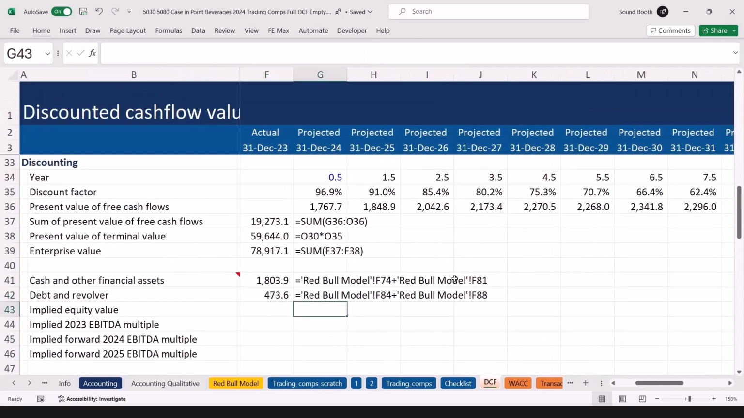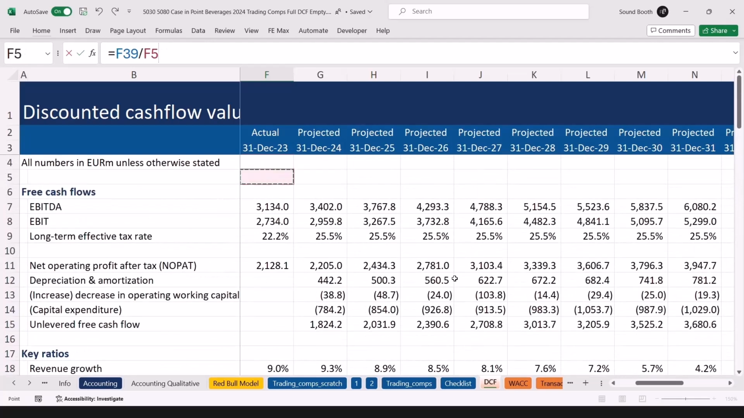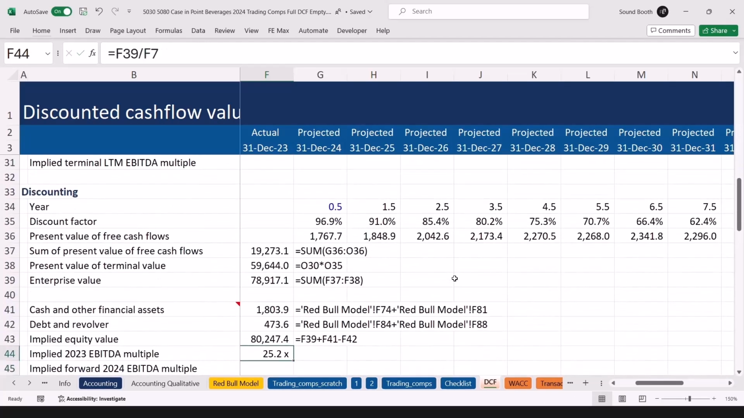And so my implied equity value is going to be the enterprise value plus any other financial assets minus any prior claims, which is debt and revolver. And that gives me an implied equity value of 80.2 billion euros. So it's quite good at this point just to do some checking ratios. So I'm going to compare that to the 2023 EBITDA multiple. EBITDA is before interest, so I must use the enterprise value. So I'll just divide that by the 2023 number, and I get about 25 times.